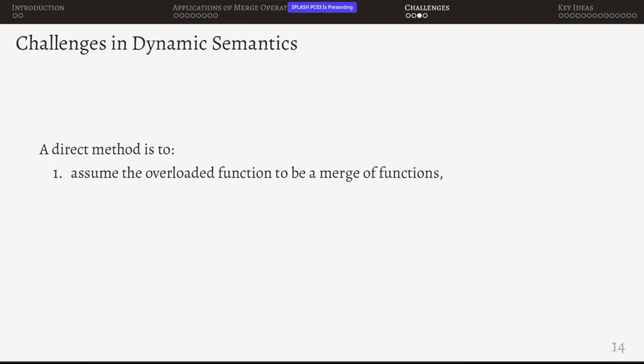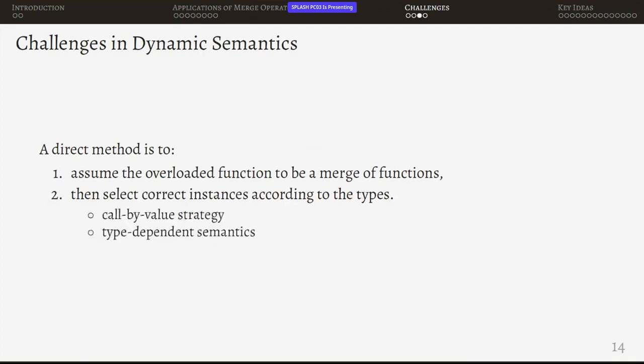We can reuse the same idea in the dynamic semantics, where we make the assumption that an overloaded function is a merge of functions, and we select them according to the argument types. This implies that we adopt a call-by-value strategy, and our operational semantics is type dependent.